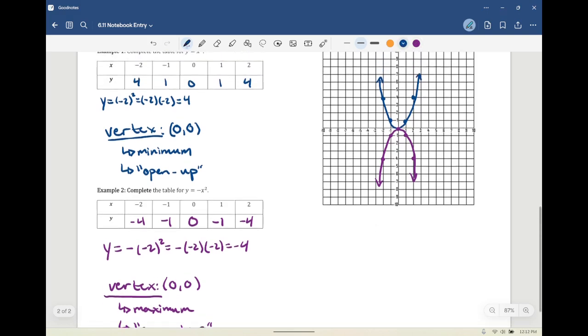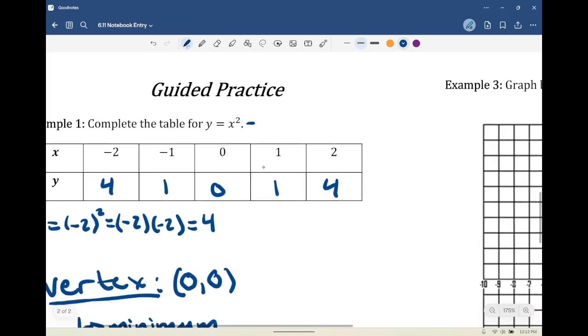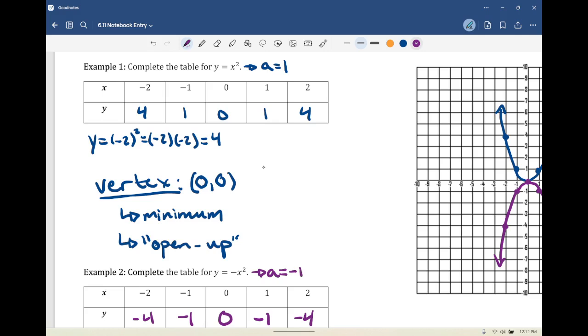These come from one very specific piece. What did we say was different between these two? Sorry, what did we say was different about the equation? Yeah, it's the negative. In example 1, if we go back to our standard form, a, the coefficient on x squared, is just what number? 1. On the second one, coefficient a is really what? Negative 1. This has everything to do with it.